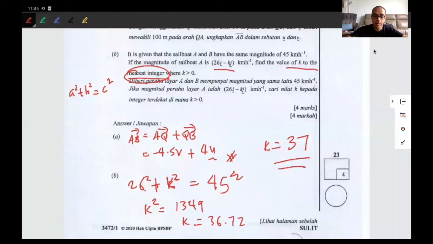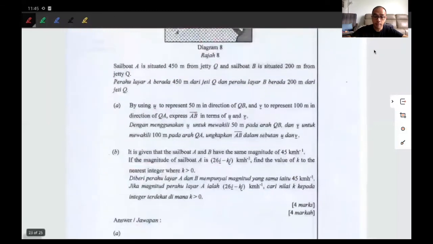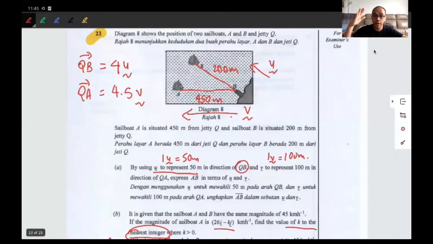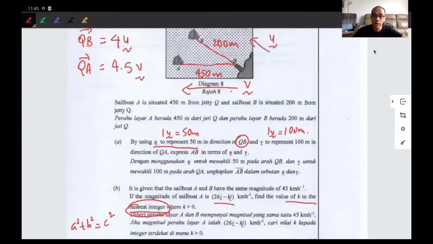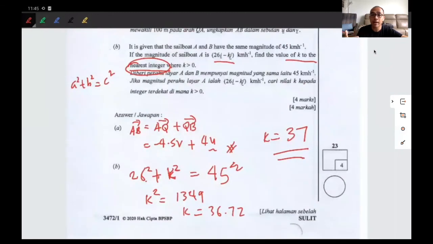Now notice this question is very long and very complicated. Like all other KBAT questions before this, look at the calculation. The calculation is really child's play. The calculation is simple. Understanding the question is the hard part.